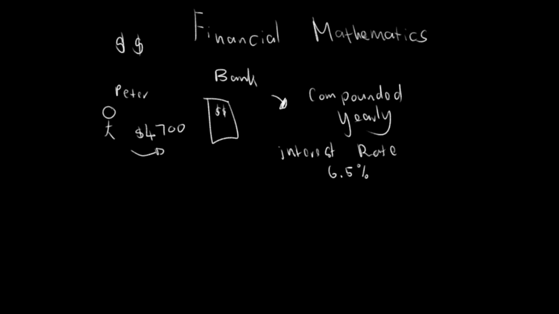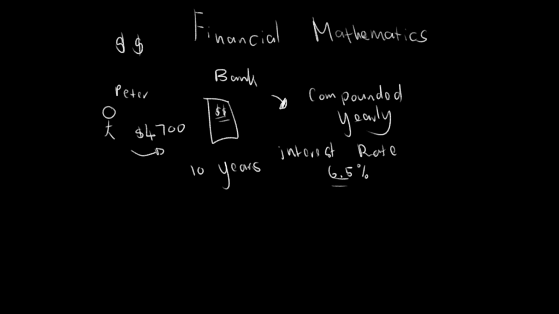All right. Let me do this. So Peter decides to invest his money with the bank at 6.5% interest rate compounded yearly. And he decides to do this for 10 years. So now Peter wants to find out how much money he would have after 10 years.